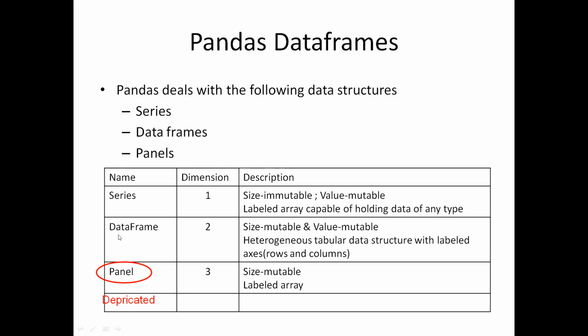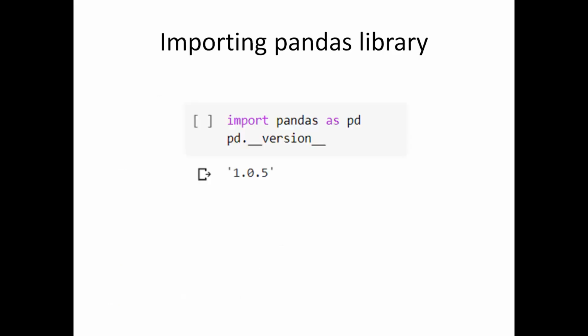If I'm talking about the data frame, its size is mutable, the values are also mutable, and it consists of heterogeneous data. As we all know, heterogeneous means it can handle different types of data in a single array. And it is two-dimensional. The dimension of this data frame is two, it can have rows and columns. So we can handle series as well as data frame.